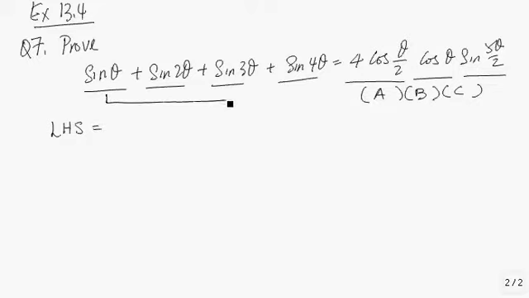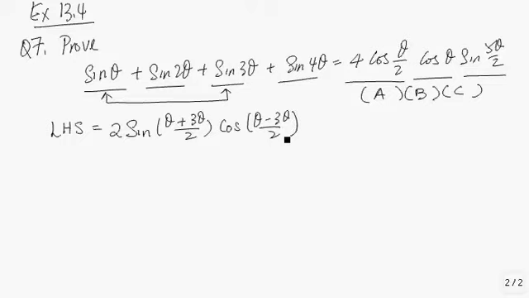We will have 2 sine theta plus 3 theta over 2, and then cosine theta take away 3 theta divided by 2. So that was set one. Now looking at the second set, you have 2 theta and 4 theta. We will have plus 2 sine again, and then we have 2 theta plus 4 theta divided by 2, and then we have cosine 2 theta take away 4 theta divided by 2.